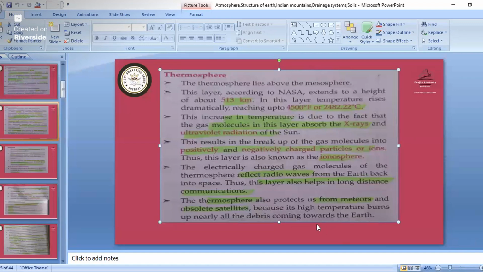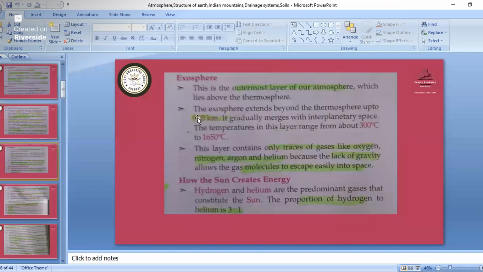So this layer protects us from meteors because of its high temperature. Okay, we'll move on to the next slide. Last sphere is exosphere. Last layer is exosphere.